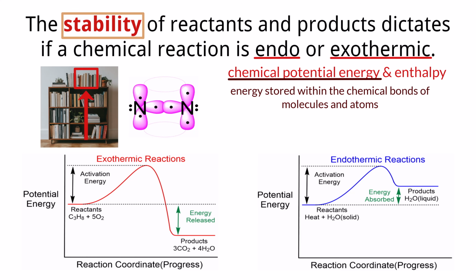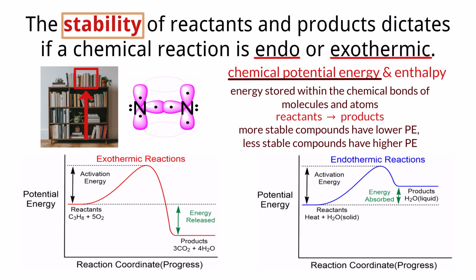In a chemical reaction, reactants are converted into products. Each substance involved has a certain amount of stored chemical potential energy in its bonds. More stable compounds have lower potential energy, while less stable compounds have higher potential energy. Consequently, chemical reactions tend to move toward a state of greater stability by forming products that are more stable than the reactants.